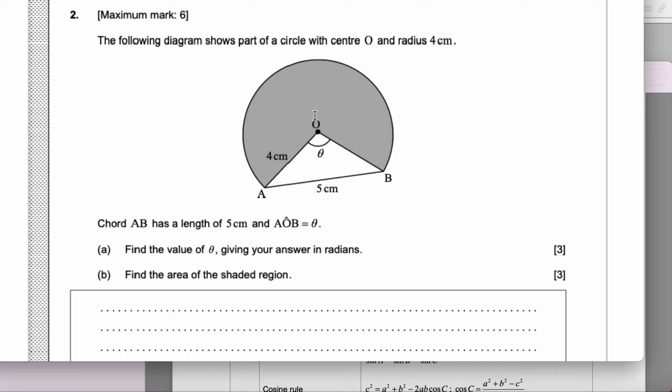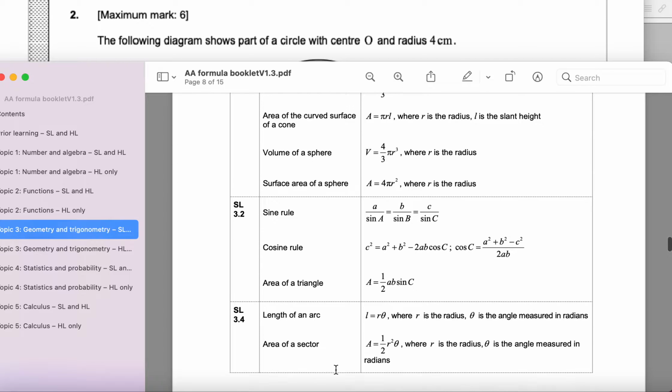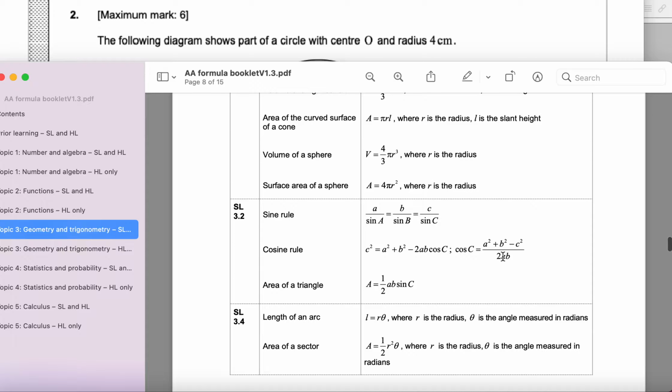We could first realize that the radius is 4 centimeters, therefore this other radius needs to be 4 centimeters as well. Feel free to write that on your diagram too if it helps. Okay, and you could use the cosine rule because you have 3 sides and you just need the angle. So that's this formula right here. Cos C is equal to a squared plus b squared minus c squared over 2ab.